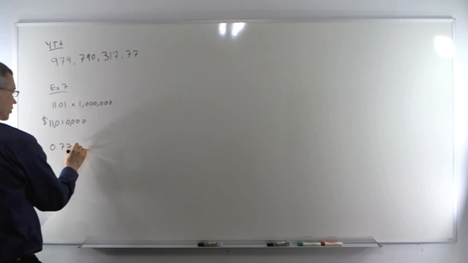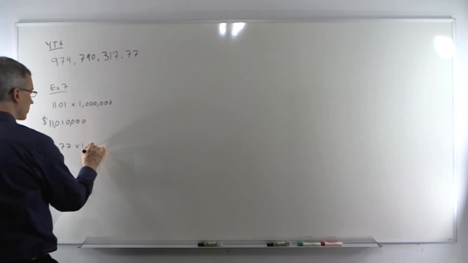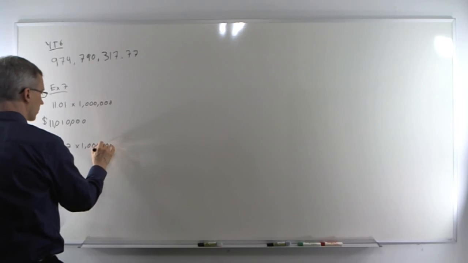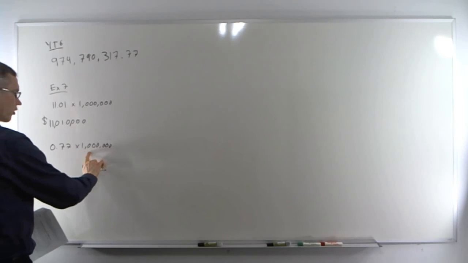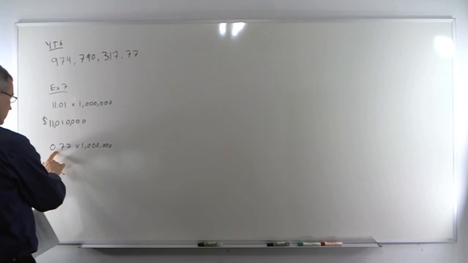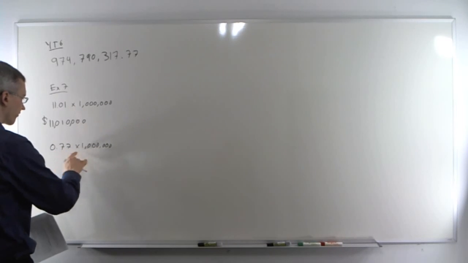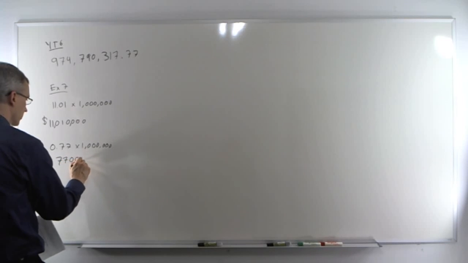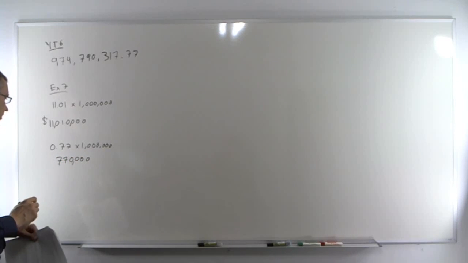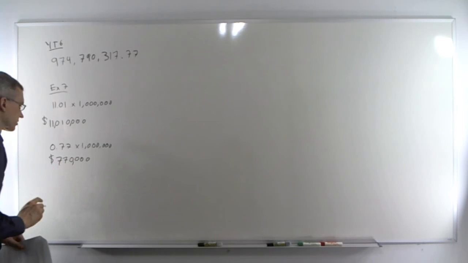0.77. Now we're still going to multiply by 1 million. And that moves the decimal point over 6 places. So it's going to be 1, 2 to get here, and then 4 zeros. So we got 7, 7, and 4 zeros. And that is $770,000 in sales.